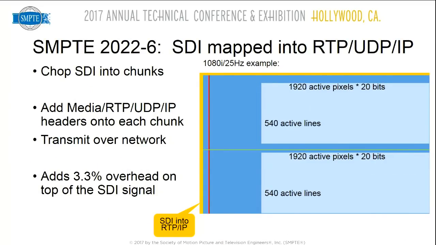So we've got SMPTE 2022-6. Basically, what that standard is about is we take our SDI, we wrap it with RTP, UDP, and IP. We take those chunks and we put it across the network. So now we're addressing some of those requirements.